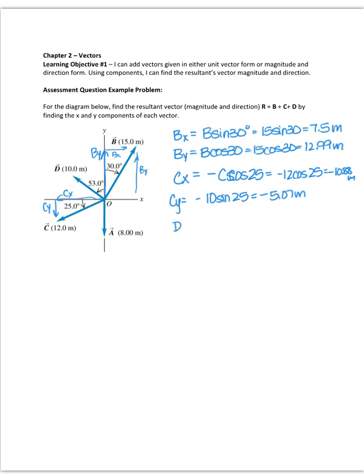Finally, we're going to do the x and y components of vector d. Now, again, our angle is measured relative to the y-axis, and notice that our x component is opposite the angle and our y component is adjacent to it.